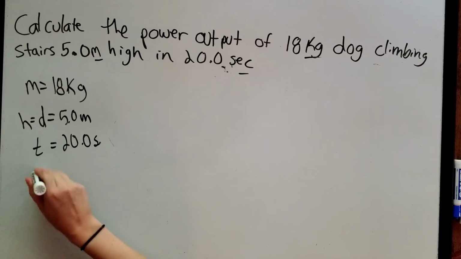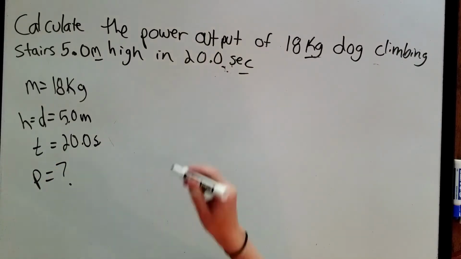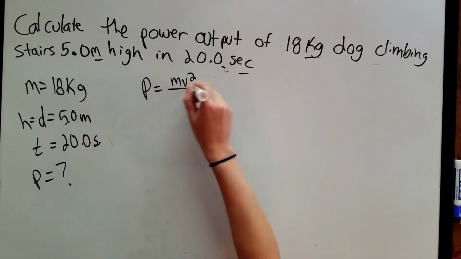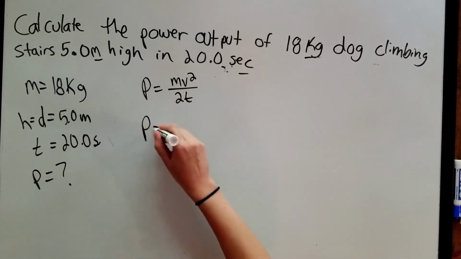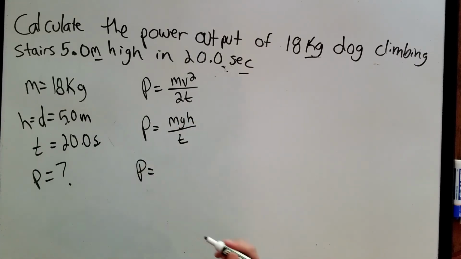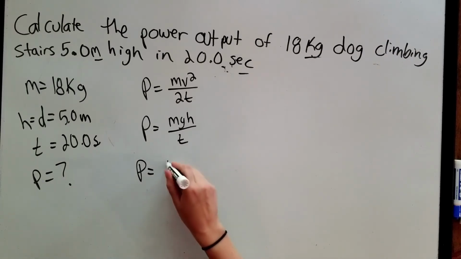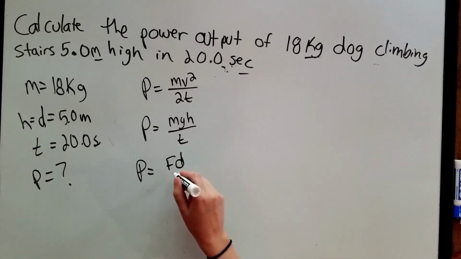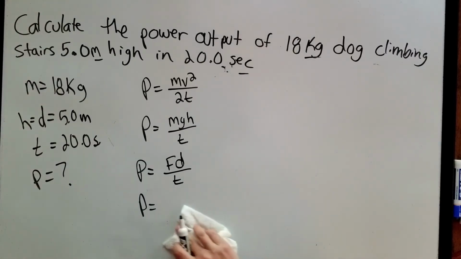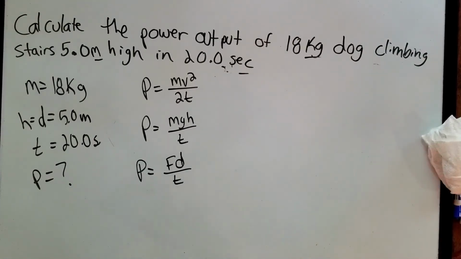We're looking for power. With power, we have several different equations, right? We have power is equal to mv squared over 2t. We have power is equal to mgh over t. And we have power is equal to force times distance, just Fd over t. I think we even have another one. Can't think of what the other one is off the top of my head. But you need to figure out which equation is going to apply.